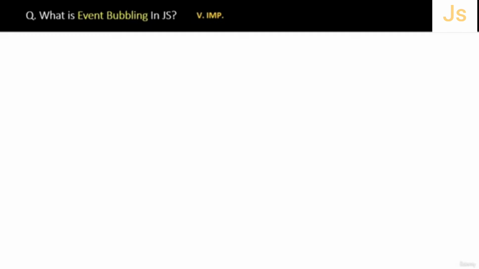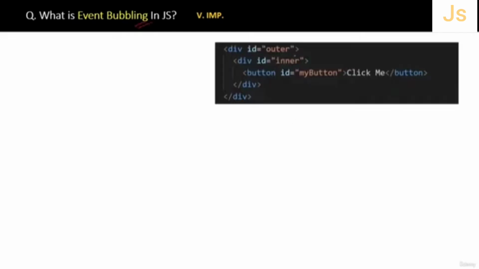What is event bubbling in JavaScript? Very important question. Suppose in your HTML you have one outer div element, and inside it there is one inner div, and inside that we have this button with ID my button. Basically nothing but nested elements, right?